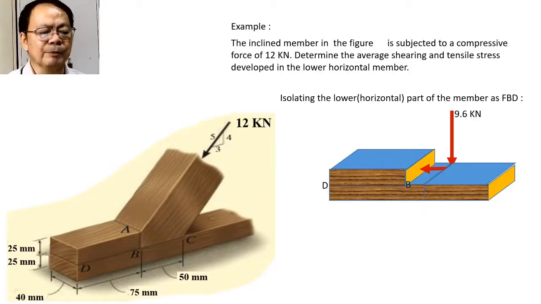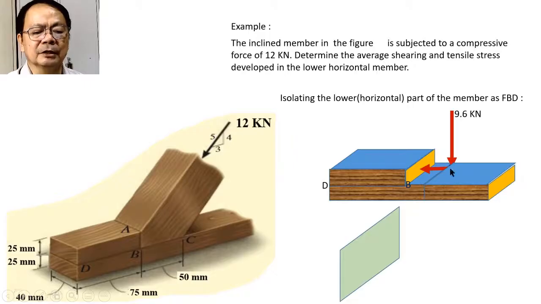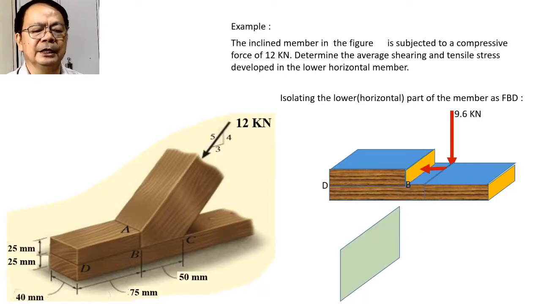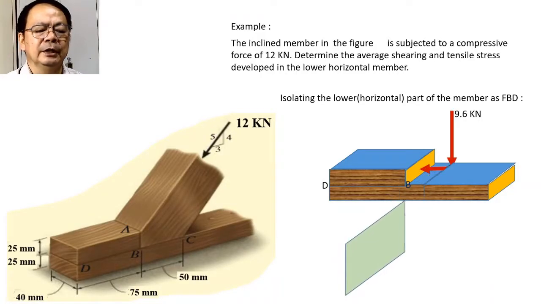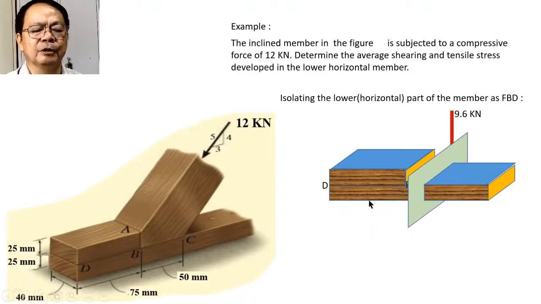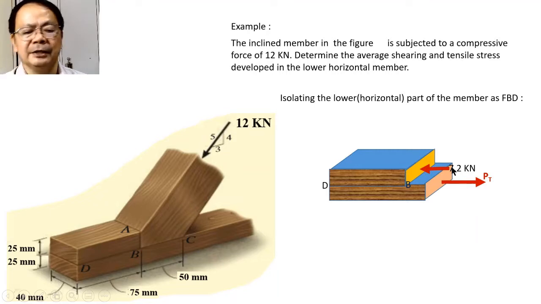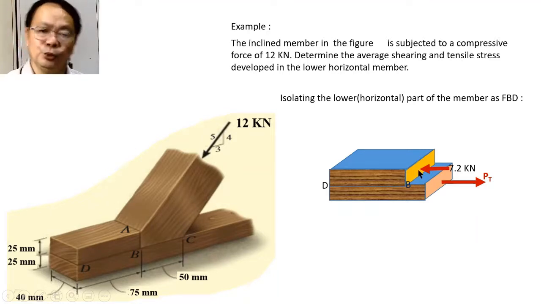Imagine natin that we pass an exploratory section that will cut the lower element, itong lower part ng member somewhere here. Kinat natin siya dito, dinaan natin dyan. And then we isolated the left part of the exploratory section. Kapag in-isolate natin yung left part, na itong pinutol natin, will now be subjected to an internal force that will balance the effect of this 7.2.